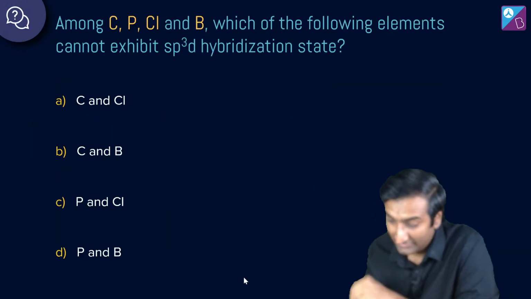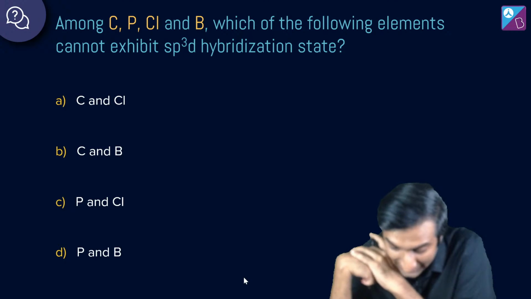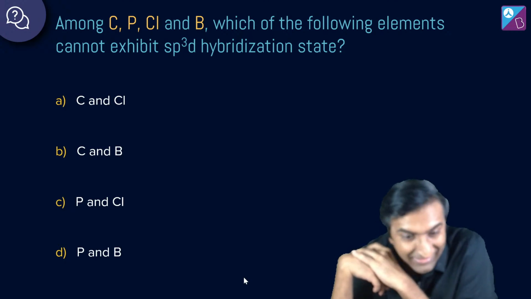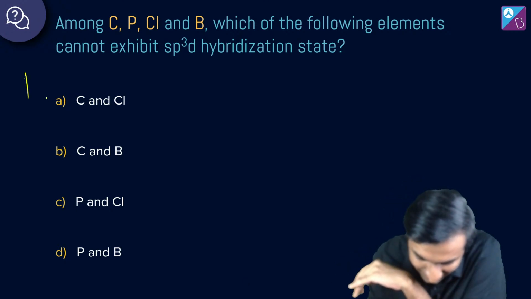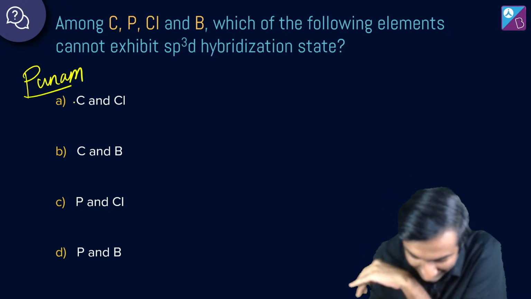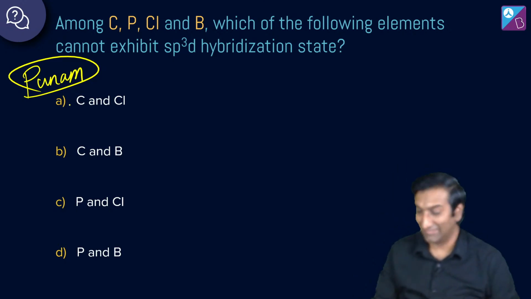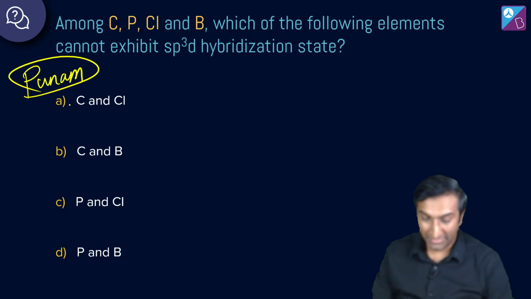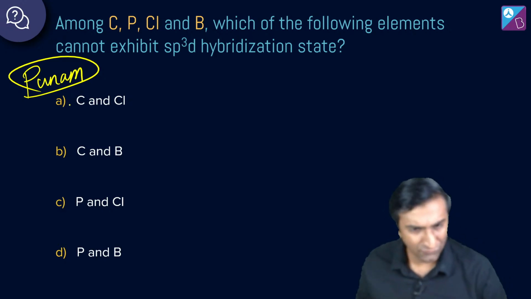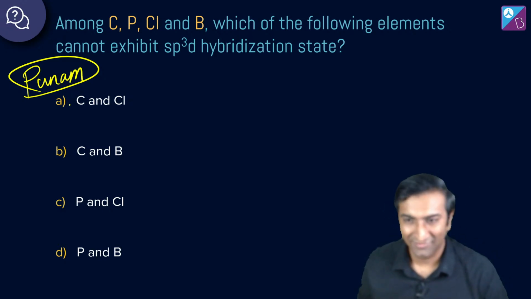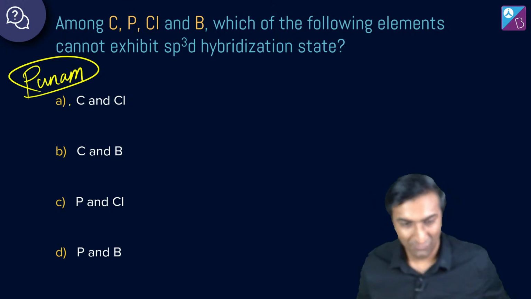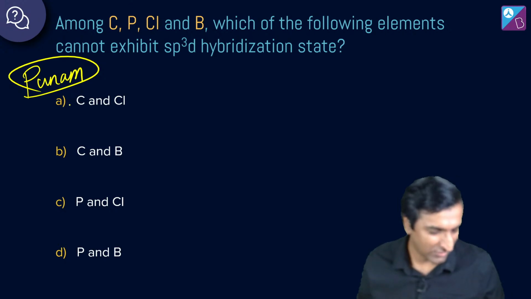Next question. Among C, P, Cl and B, which of the following elements cannot exhibit sp3d state? Is that the answer Poonam was saying was A? Excellent work, Poonam. I showed you the question for just 2 seconds and Poonam gave the answer immediately. But hold on, Poonam, was it for this one or the next one or the previous one? Sorry, we're out of time, so I'll call it a day on this question.